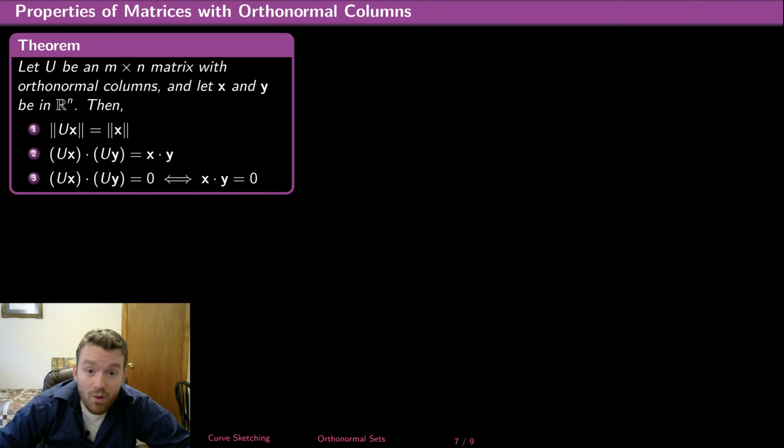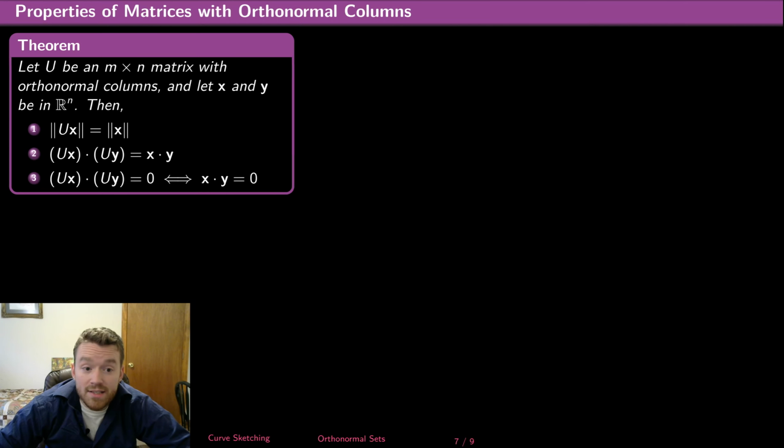The last theorem that I want to give you talks about U with orthonormal columns. So if U is an m by n matrix with orthonormal columns and x and y are elements in Rn, then the norm of Ux is equal to the norm of x. So this is very useful if I know that U is a standard matrix for a matrix transformation, or if U is the standard matrix for a transformation that's associated to a transformation between two finite dimensional vector spaces. I also have that Ux dot Uy is x dot y.